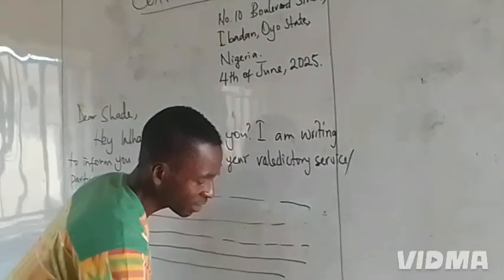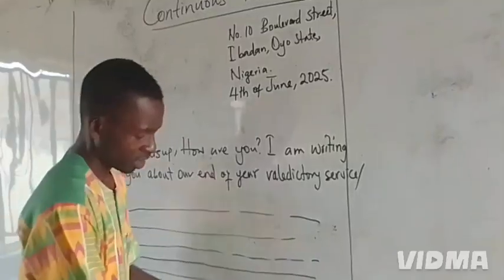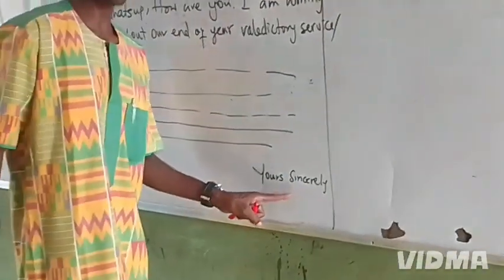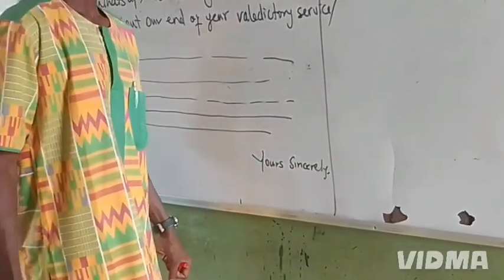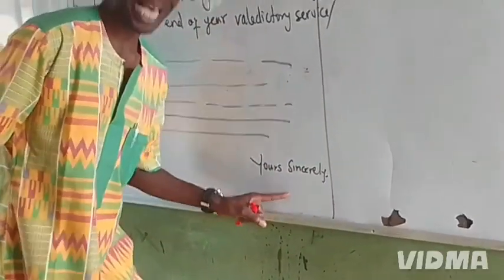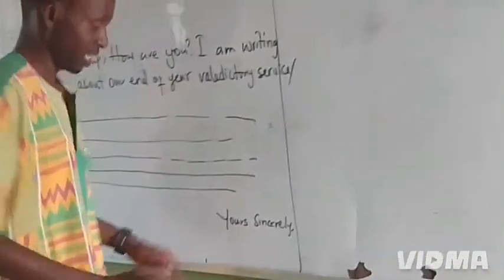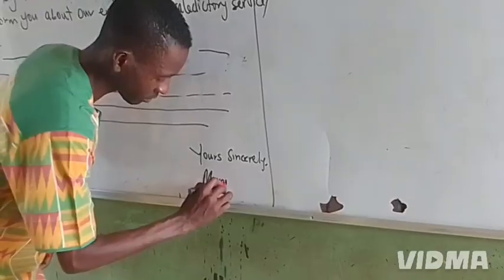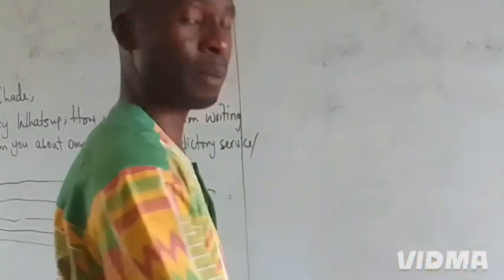Yours sincerely, yours truly. Remember, these must be in capital Y, these must be in capital S, comma. Comma is very important. Do not sign. It's an informal letter. You can use your nickname. Like my own, I can use my own nickname as Manny. Are you getting it? That's for informal letter.